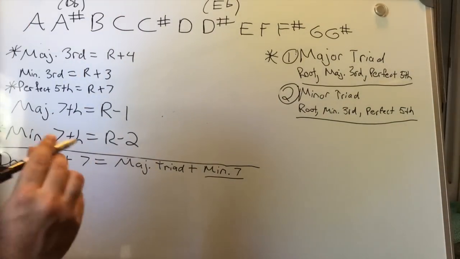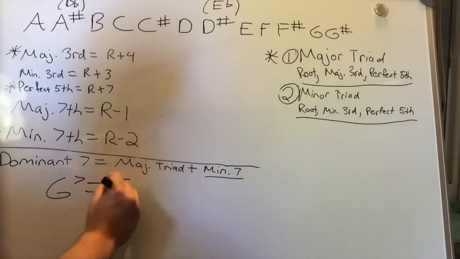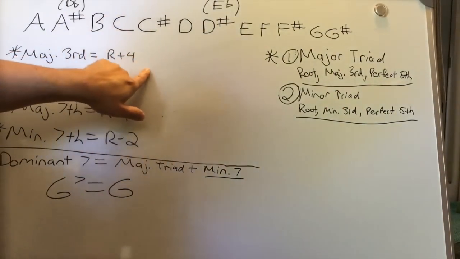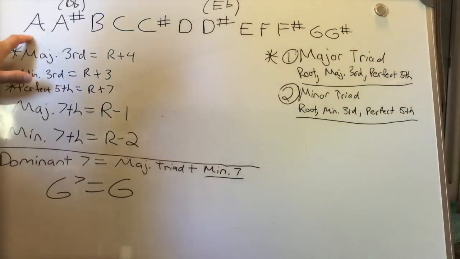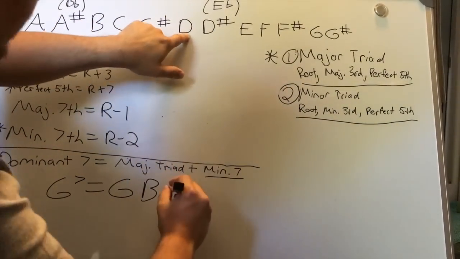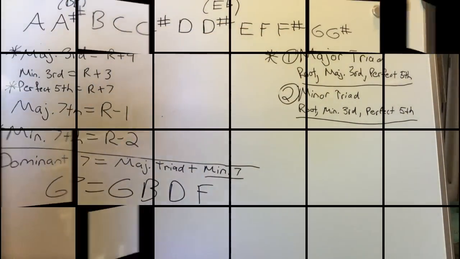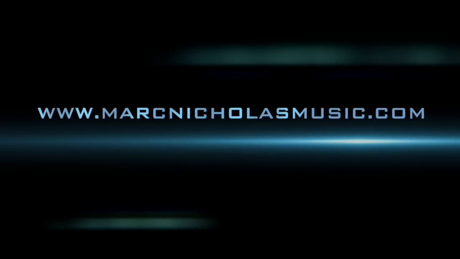One last common one is G. We're going to make G7. We have our root note. We need a major triad, which requires a major third. Major third is plus 4, so we have 1, 2, 3, 4, 5, 6, 7. G back 2 is an F. This is a G7. Now on your guitar.